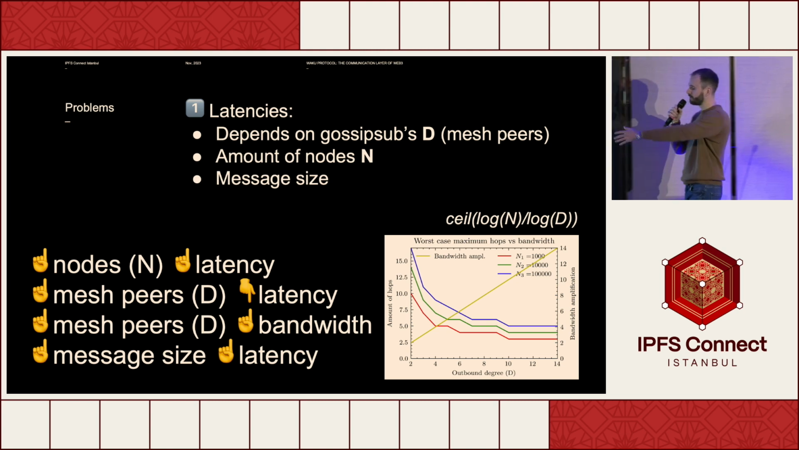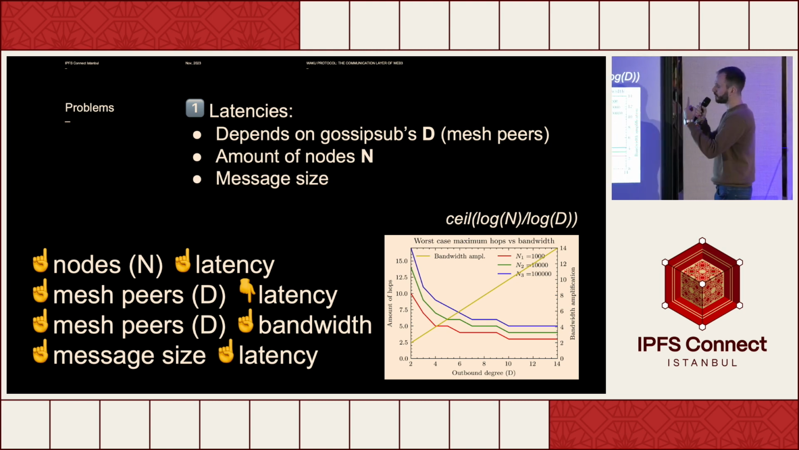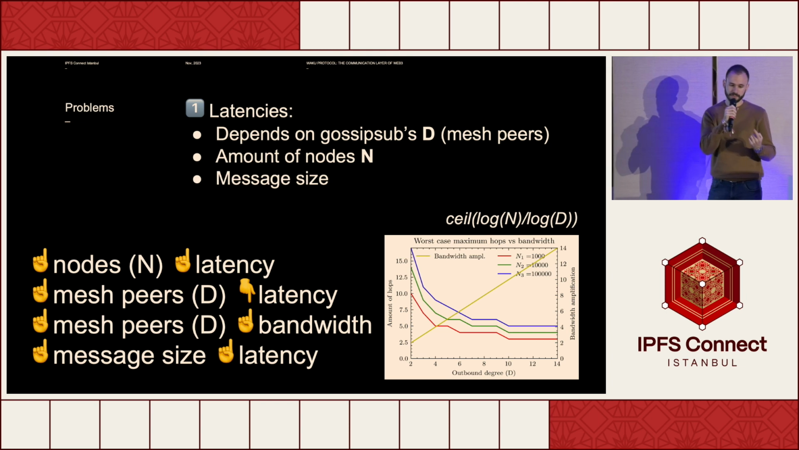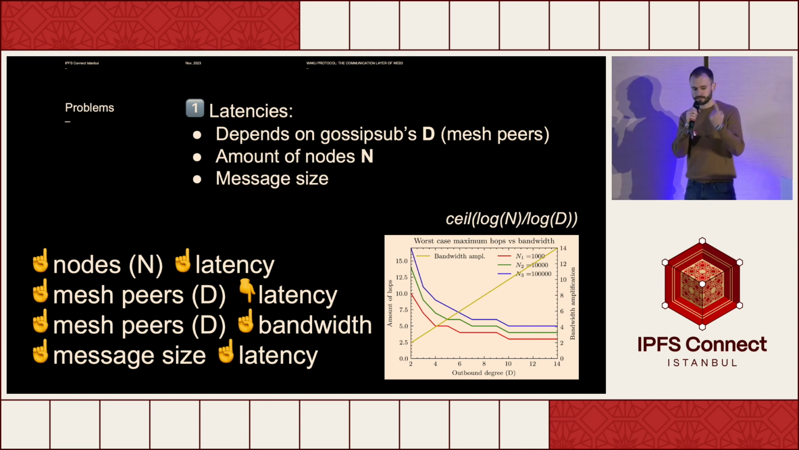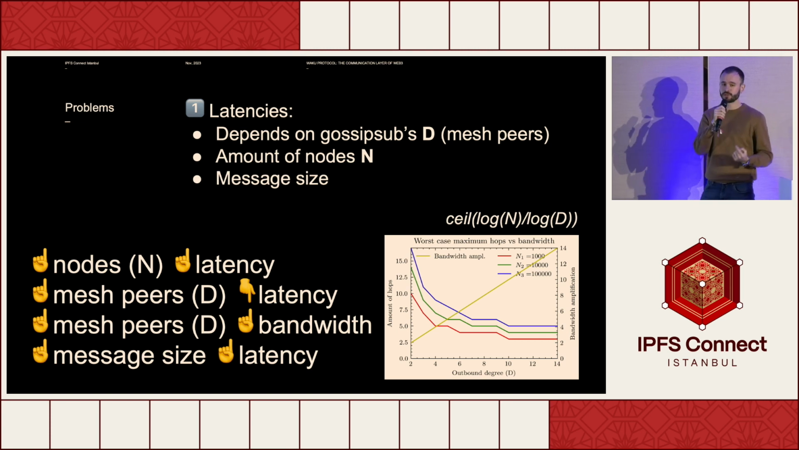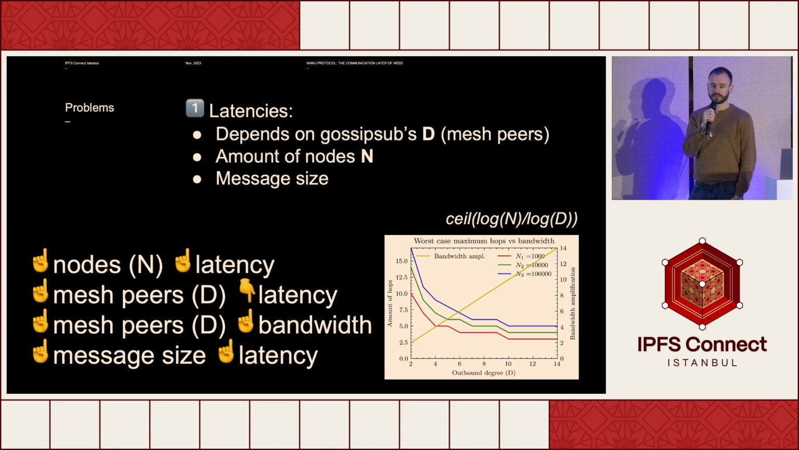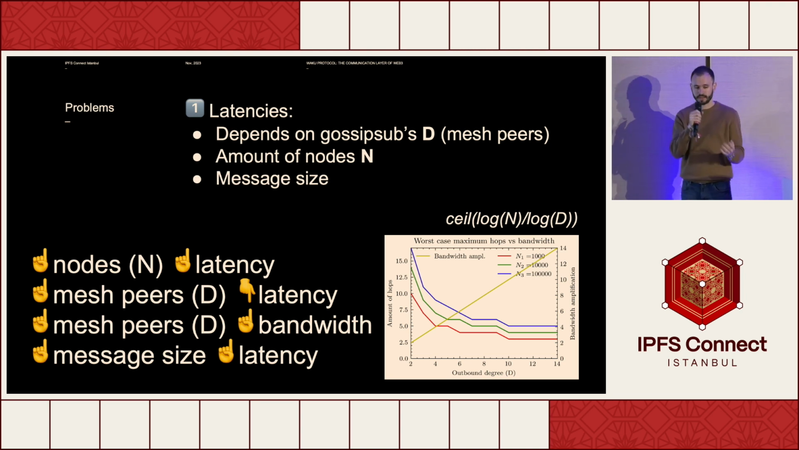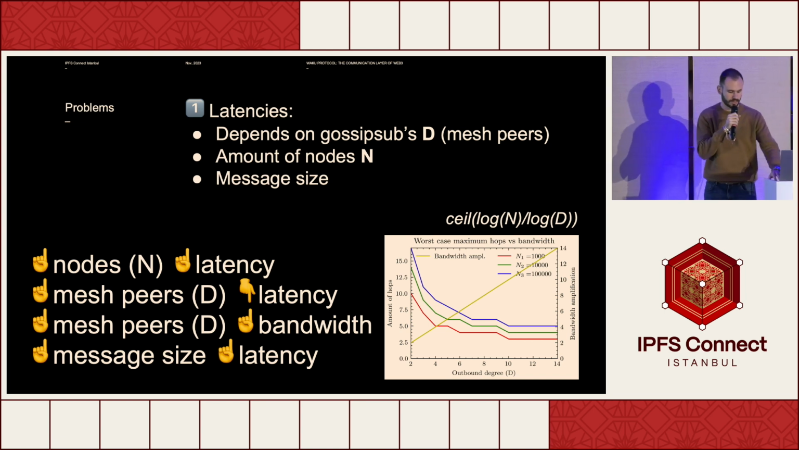So here we have the trade-offs. More nodes, more latency, which is bad. The higher the D, the lower the latency, which is good. But higher D also means higher bandwidth, which means that your node will consume tons of bandwidth. And the last trade-off is that the bigger the message size, the more latency, because if the message is very big, the time it takes to be transmitted is going to be higher, of course.